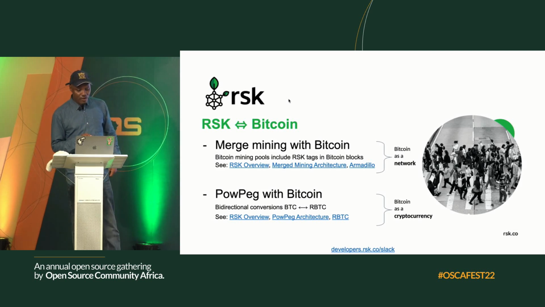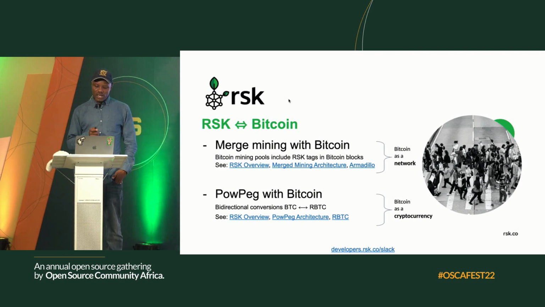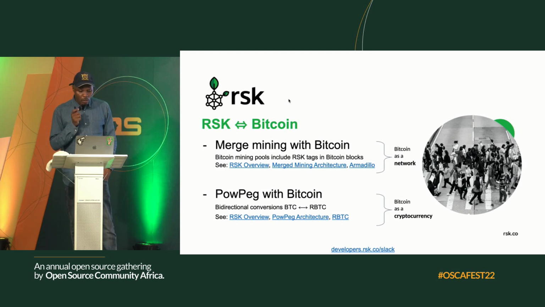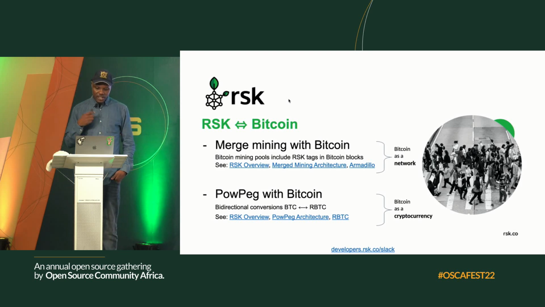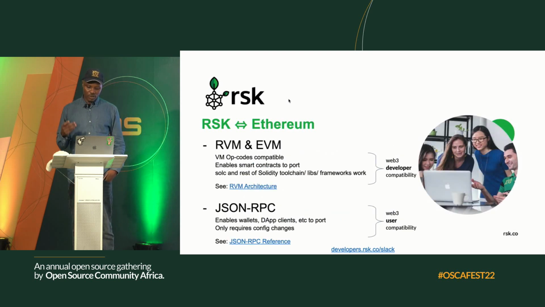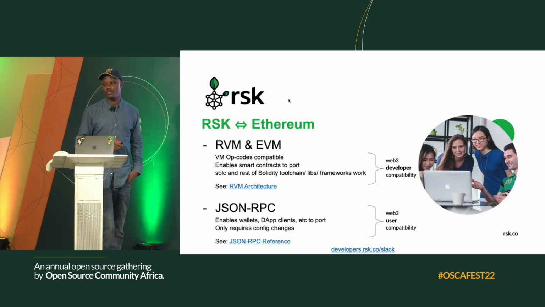What sets RSK apart is not only its connection to Bitcoin, but also its connection to Ethereum. The RSK virtual machine used to execute smart contracts on RSK uses the same OP codes as the Ethereum virtual machine that executes OP code on Ethereum. This enables smart contracts to be ported from Ethereum over to RSK with minimal effort.